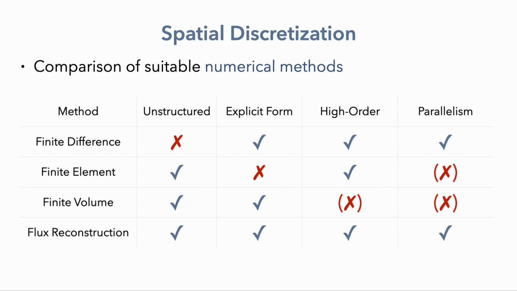So when we compare flux reconstruction to other discretizations, one advantage it has over the finite difference method is that the finite difference method is not suitable for unstructured grids, and this kind of limits its applicability to complex geometries. If we compare FR to the finite element method, the finite element method doesn't have what's called an explicit form, so this means that everything is globally coupled, which means that you are restricted to implicit solvers. And this has some limitations in terms of parallelism, because once you start talking about implicit solvers, you start talking about preconditioners, and then you start talking about global coupling, where a lot of data needs to get transferred at each time step.